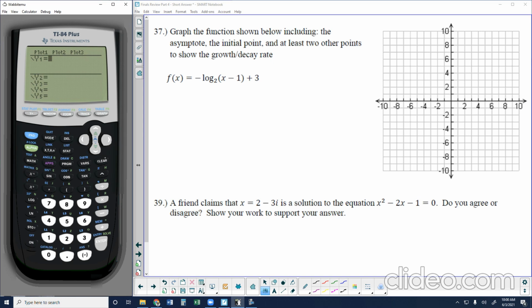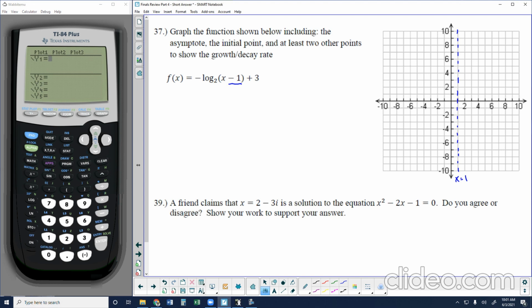All logarithms have a vertical asymptote. This vertical asymptote can be found by taking the horizontal shifts. This graph has a horizontal shift to the right 1 unit. So we're going to shift this graph to the right 1 unit, and that's going to give us our vertical asymptote, which will be at x equals 1. So that takes care of one of the pieces of information, the asymptote.